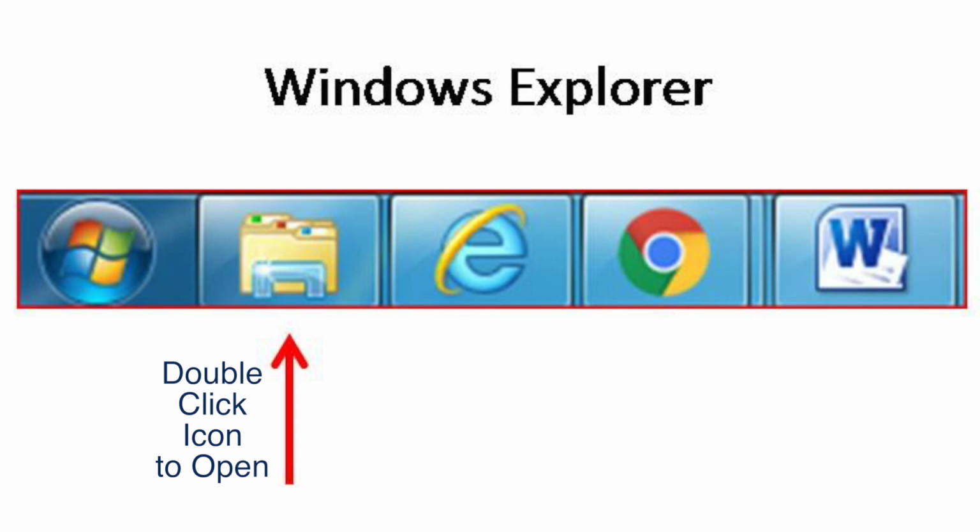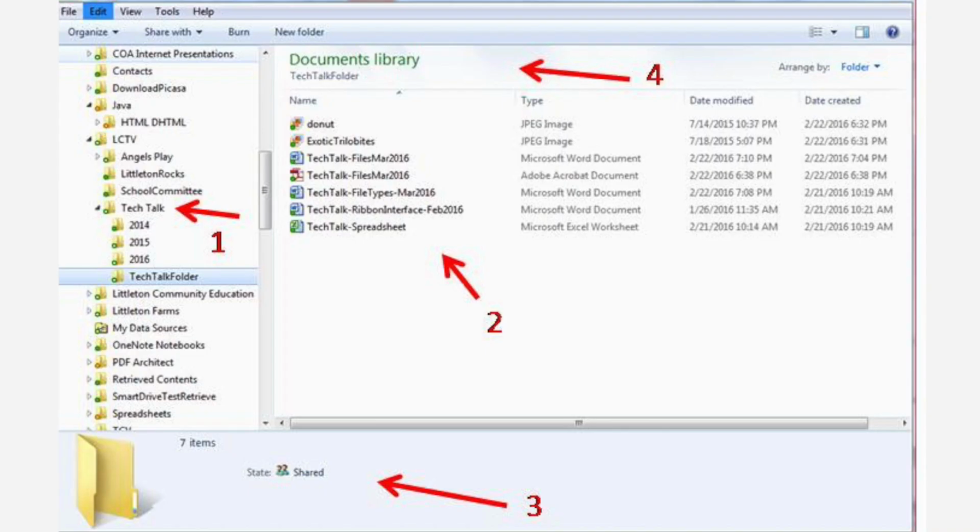Let's review the various Windows Explorer panes. In the view of Windows Explorer being displayed, there are four window panes, or window tiles as they may be called. Pane one are the folders. In the example being displayed, the folder in focus is the Tech Talk folder. Pane two are files. In this example, the files being displayed are those files that are in the Tech Talk folder. Pane three are file details. There's no details being displayed in this example since the focus is on a folder. Pane four is the library. The library name is Documents Library.